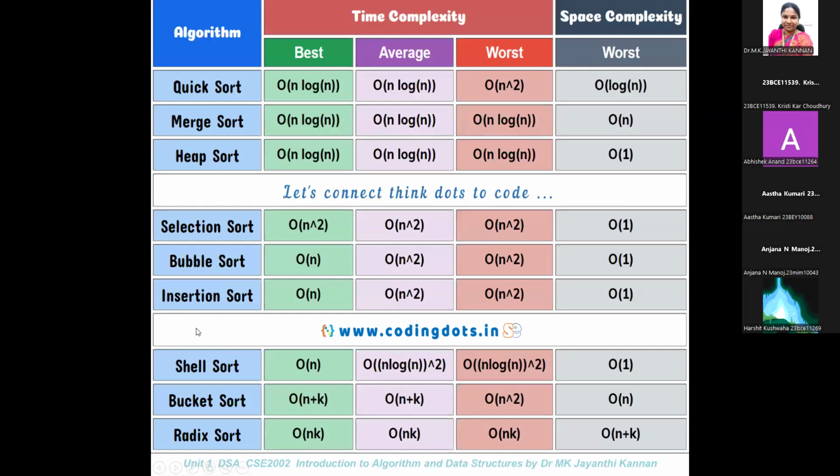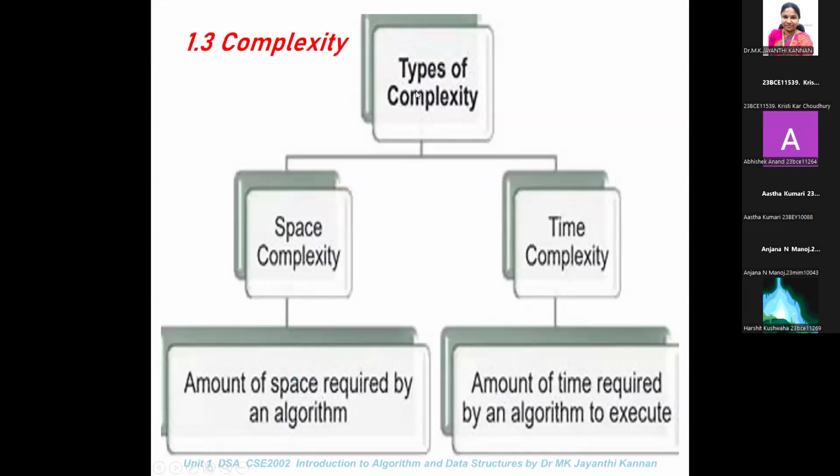Then this particular table gives you the complete idea about the various sorting and searching methods we had in our syllabus: quick sort, merge sort, and the three brute force approaches, selection sort, bubble sort, and insertion sort. What is the best case, average case, and worst case, and what is the space complexity? It shows how we are classifying the complexity, meaning time and space complexity.